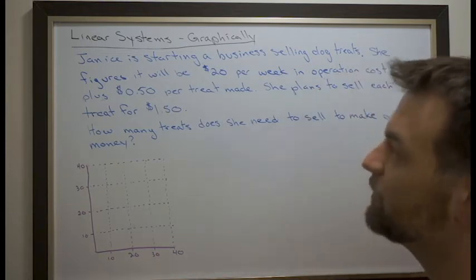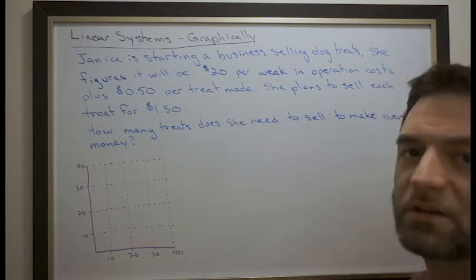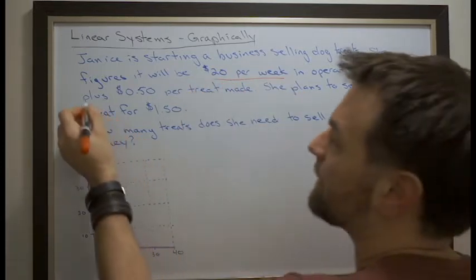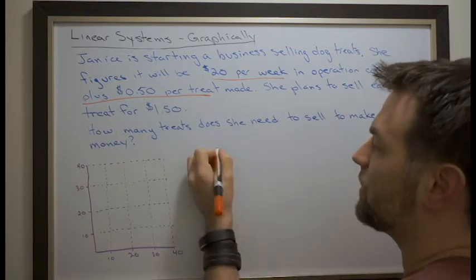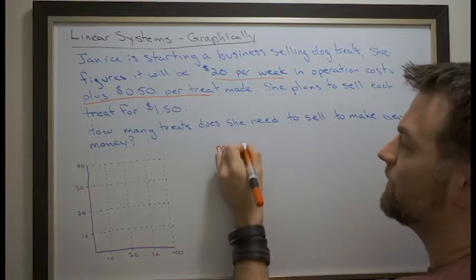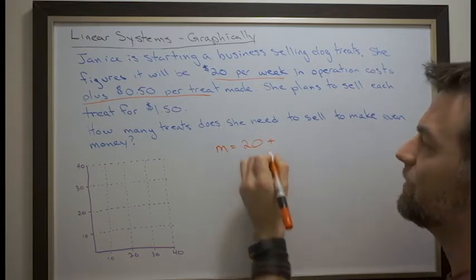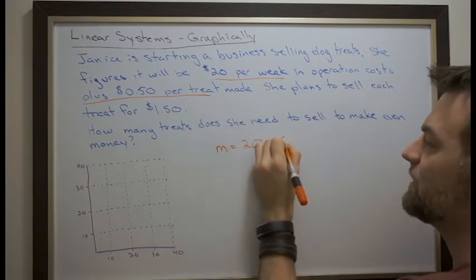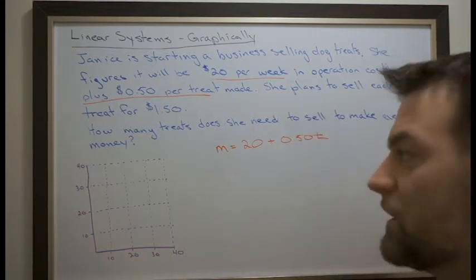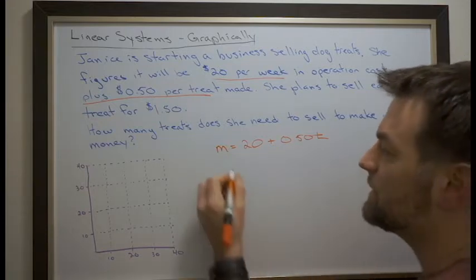So to do that, we need to kind of figure out what are the mathematical equations that we have here. What's her cost equation? Well, her cost equation is going to cost her $20 per week plus 50 cents per treat. So the money she's spending is $20 per week plus 50 cents per treat. So each week, she's spending $20 and an additional 50 cents per treat.